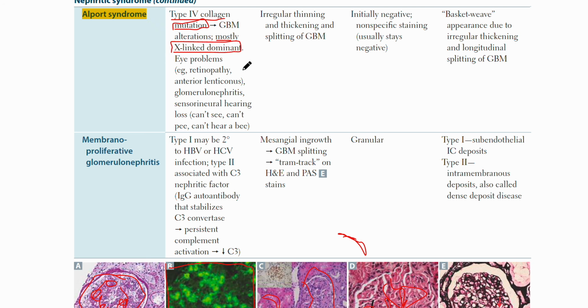X-linked dominant disease, and there are eye problems such as retinopathy, anterior lenticonus, glomerulonephritis, and sensorineural hearing loss. Here is the mnemonic: can't see, can't pee, can't hear a bee. So there is sensorineural hearing loss, and also retinopathy, and also can't hear a bee, obviously.